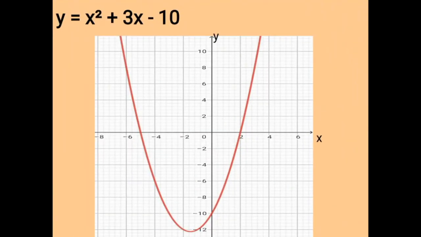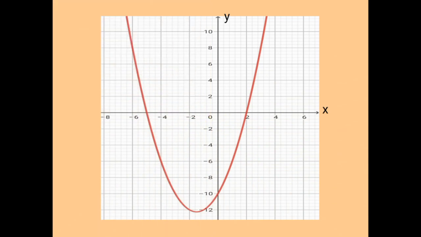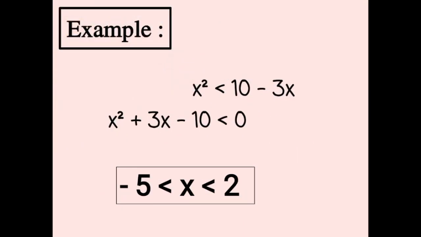As you can see here, this is the graph of y equals x squared plus 3x minus 10. As we saw earlier, x squared plus 3x minus 10 is less than 0 and hence y is less than 0 as y equals x squared plus 3x minus 10. So, if we take a look at this graph, y is less than 0 for the shaded area inside the graph below the x-axis. And hence, the solutions to the inequality x squared plus 3x minus 10 less than 0 are the x values when the curve is below the x-axis. So, the solution is x is greater than minus 5 but less than 2.